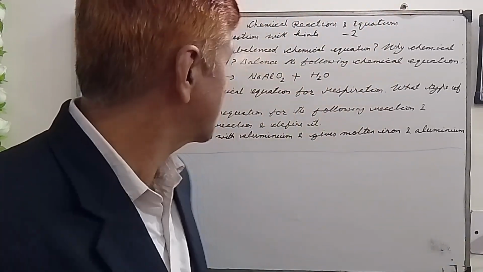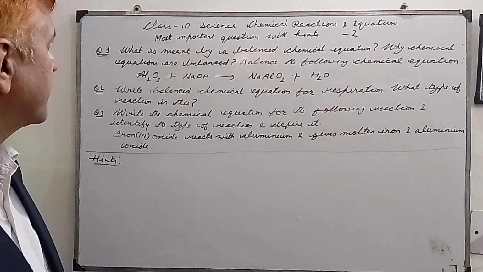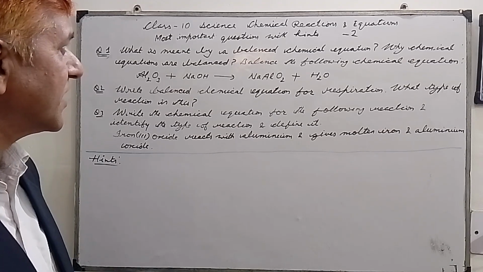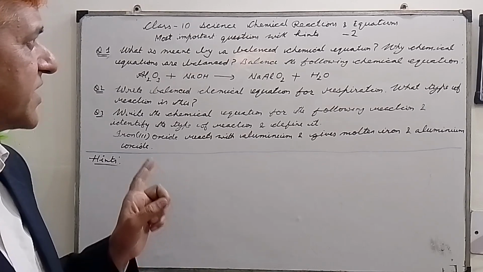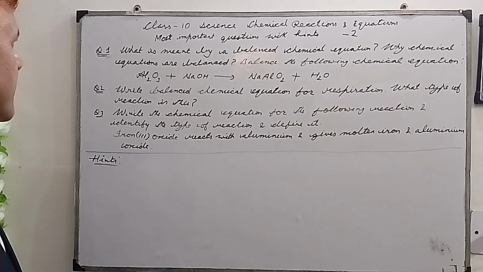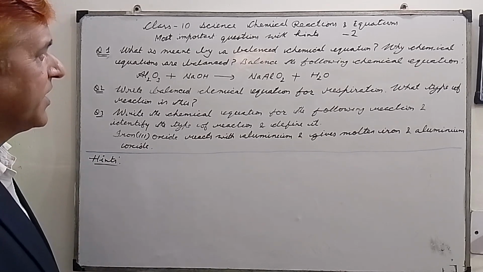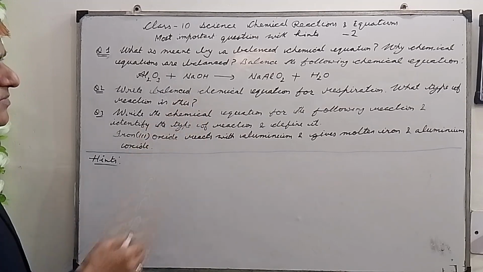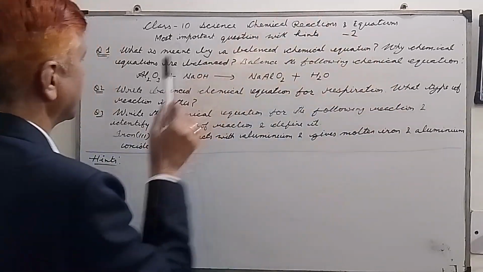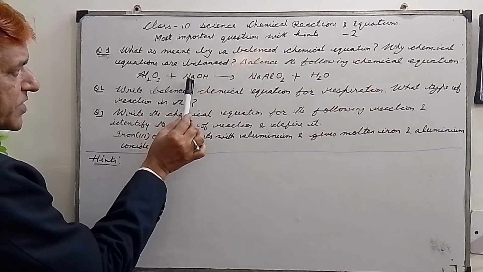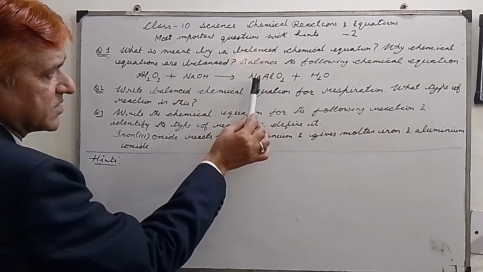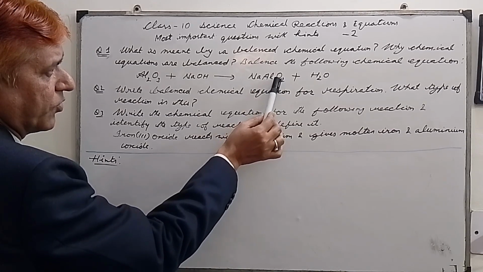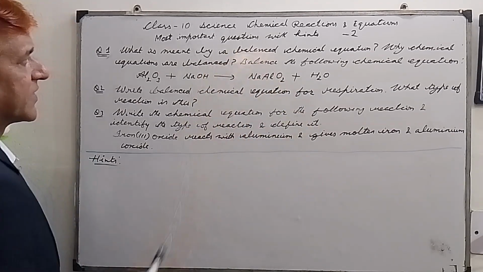This is, my dear students, our second video on the most important questions which can be asked in exams, with hints, of the chapter Chemical Reactions and Chemical Equations. So our question number 1 is: What is meant by a balanced chemical equation? Why are chemical equations balanced? Balance the following chemical equation: aluminium oxide plus sodium hydroxide gives sodium aluminate, NaAlO2, plus water.